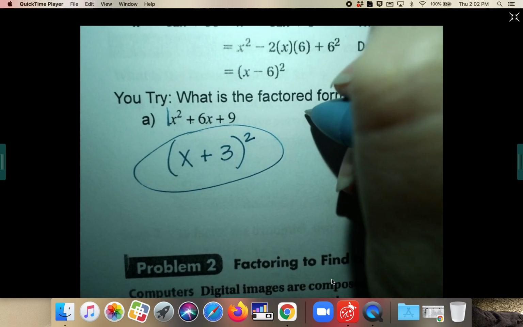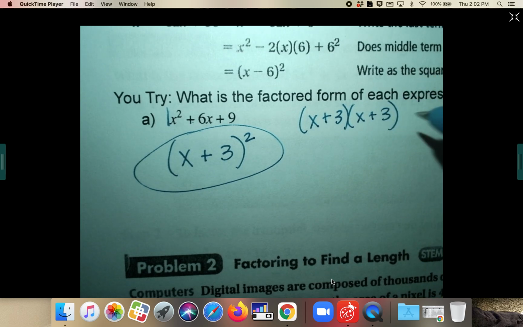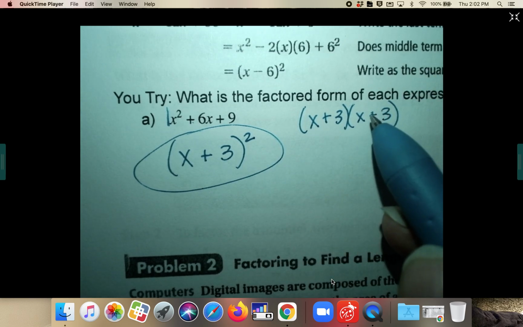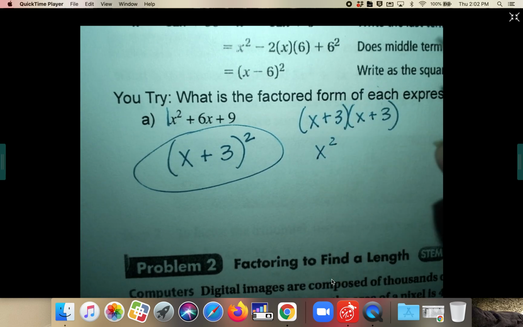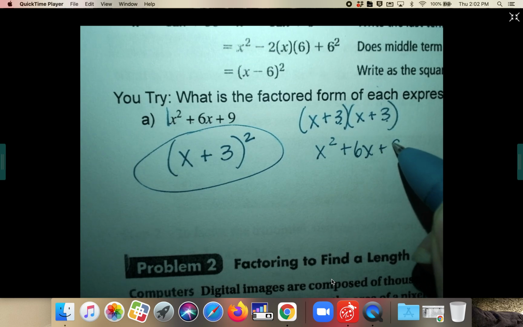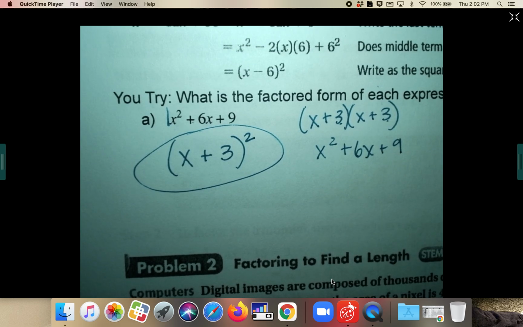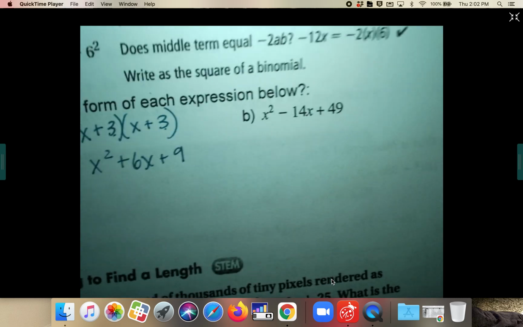And if you want, go ahead and work it out. No one is going to fault you for wanting to double check your answer. Go ahead and write it twice and then FOIL it. X times x is x squared. Outsides are 3x, insides are 3x. 3x plus 3x is 6x. Last times last is 9. So you can check it. All right, push pause and try part B.